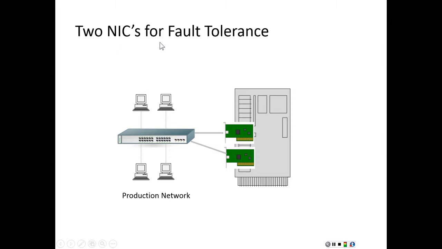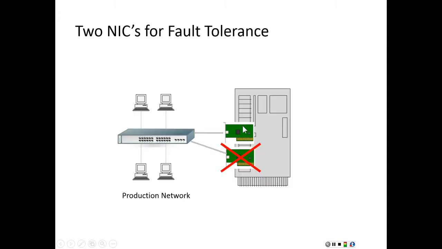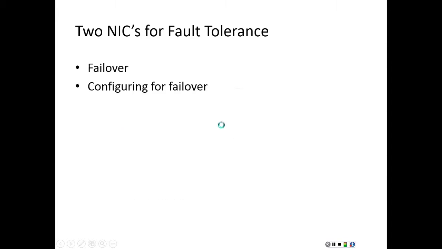Let's start out with the first example, having two network interface cards in an ESXi host for fault tolerance. The reason you'll have two network interface cards is that one network interface card would do all the work, and the second network interface card would simply be the standby network interface card. If the first network interface card went bad, no problem. The second network interface card would then take up the slack. This is called failover. When one network interface card fails and the other one takes up the slack, this is called failover.